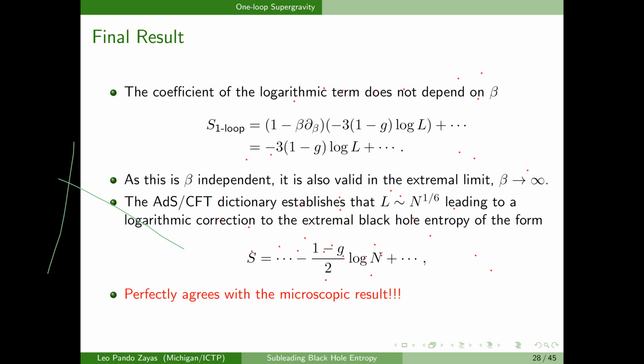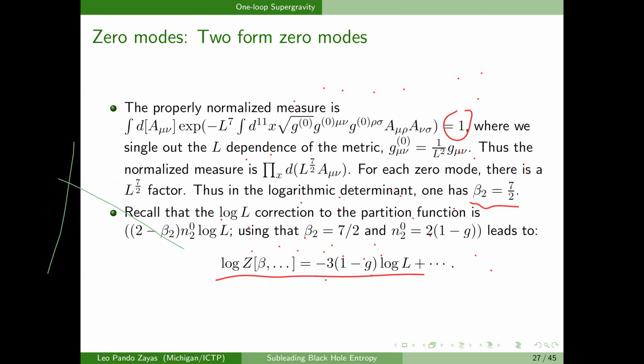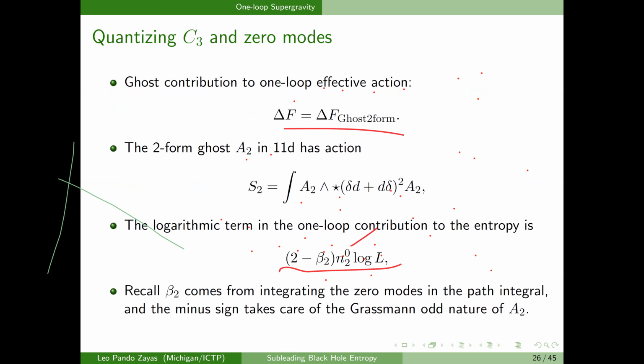Sorry, can you just go back to where you had the 2-form action, please? Yes. The slide before that. Yes. So here, delta d plus d delta is the Laplacian on the 2-forms. Yes, it's the standard Laplacian acting on a p-form. In this case, a 2-form.